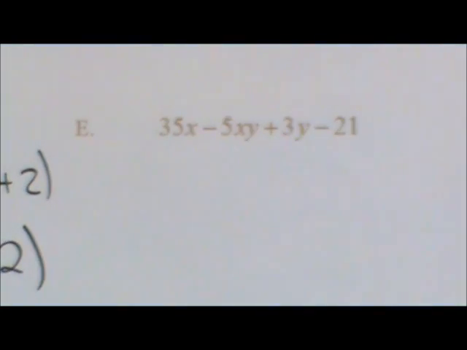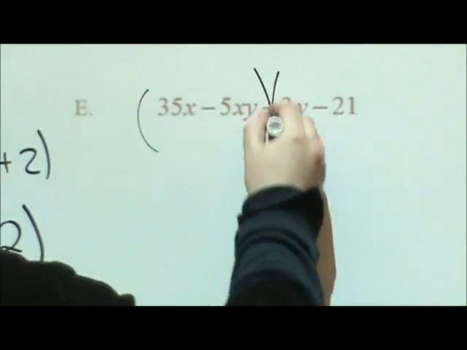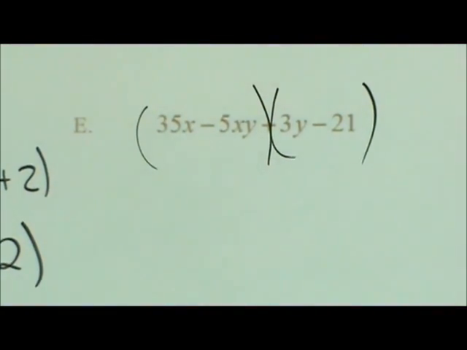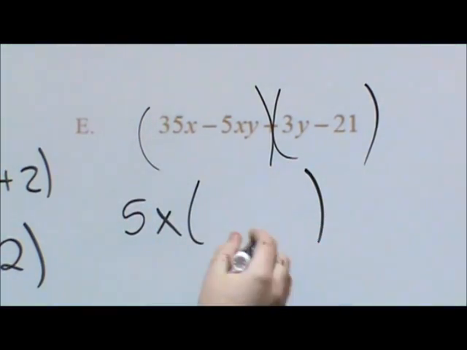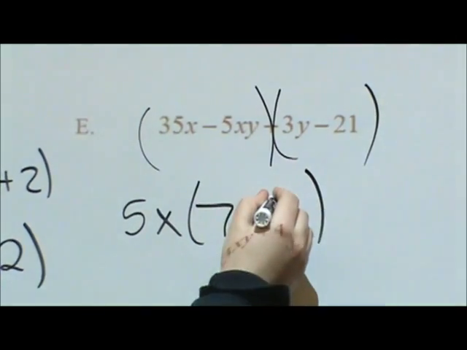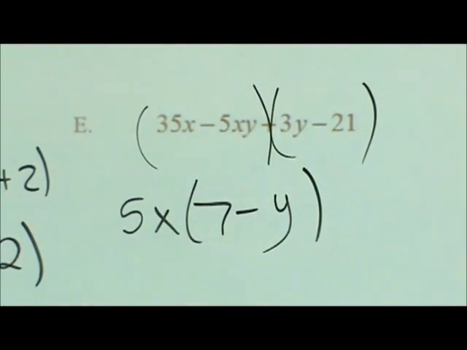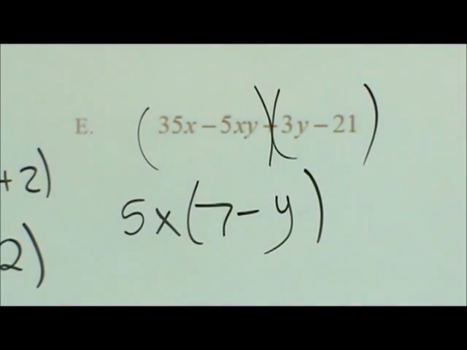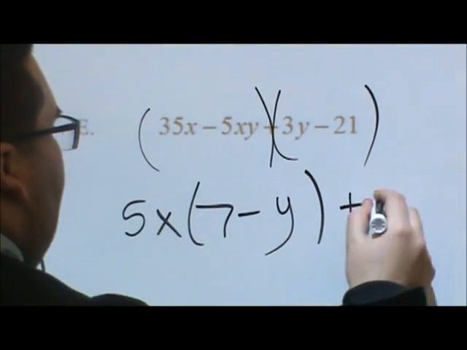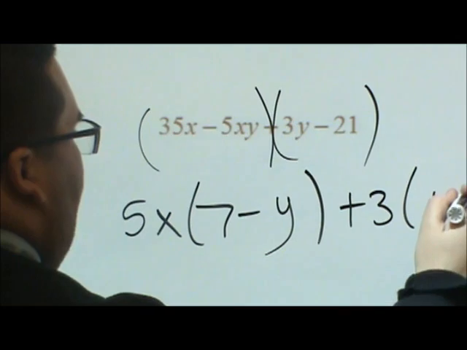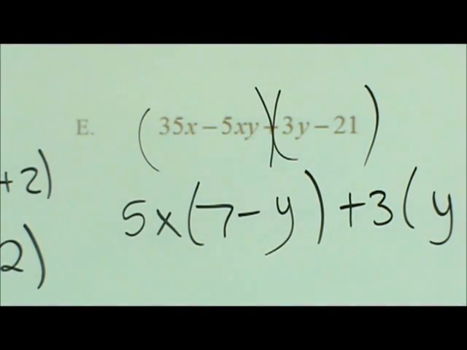Letter E. So we start off the same way. Group the first, group the last. Pull our GCF. GCF is going to be 5x, and we're going to be left with 7 minus y. Go to our second parenthesis. They've got 3 in common, and we've got y minus 7.